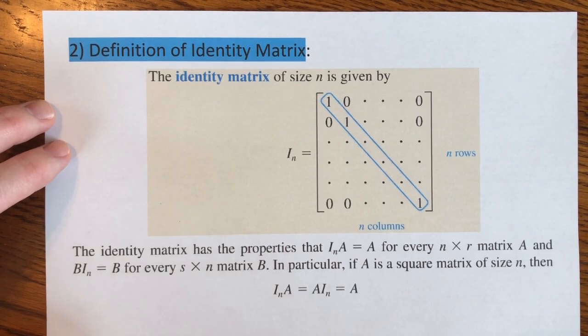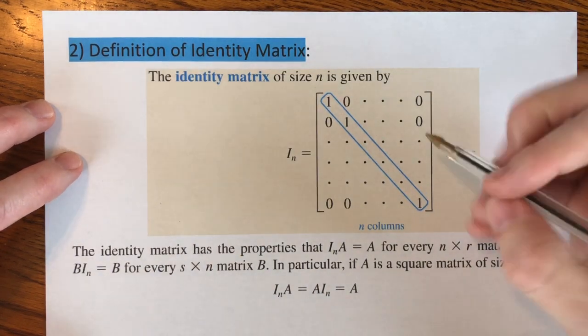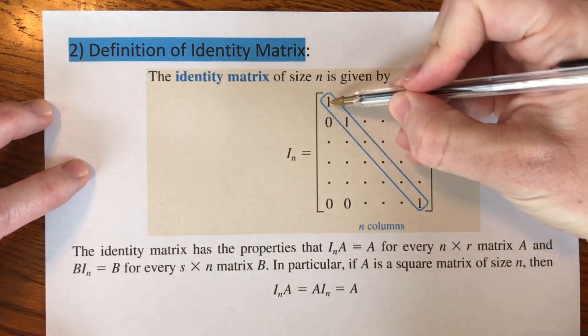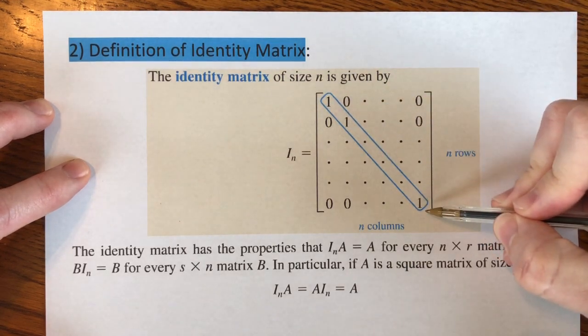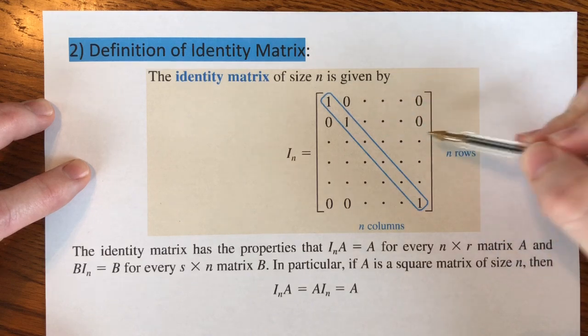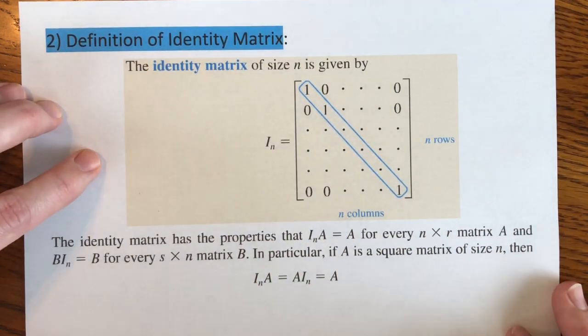The next thing we're going to look at in section 5.5 is the identity matrix. Really, all you need to know is it's a square matrix. It consists of a diagonal of ones from the upper left-hand corner to the lower right-hand corner, and it has zeros everywhere else. So you've actually seen this before when we solved systems of linear equations.